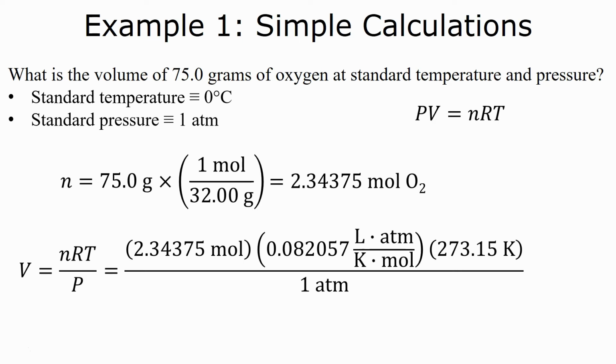So we have the value for moles, we have the gas constant, and we've converted 0 degrees Celsius into 273.15 Kelvin, and divide by 1 atmosphere. All of our units should cancel, leaving us with just liters. So in the end, 75 grams of oxygen at standard temperature and pressure occupies 52.5 liters.